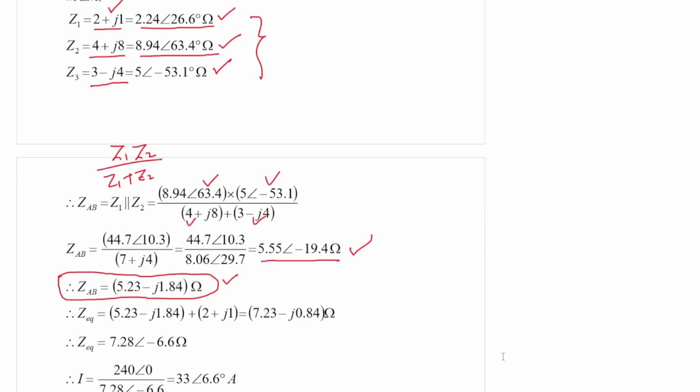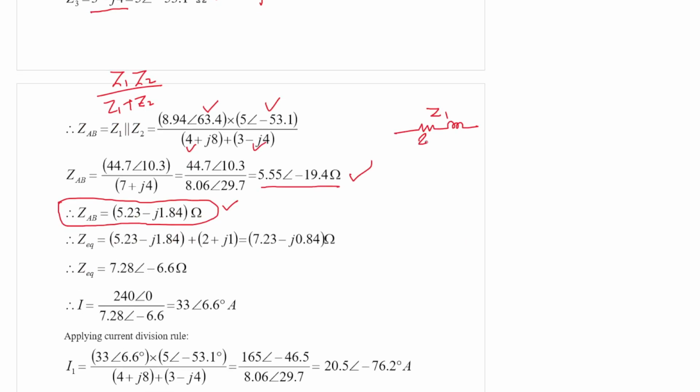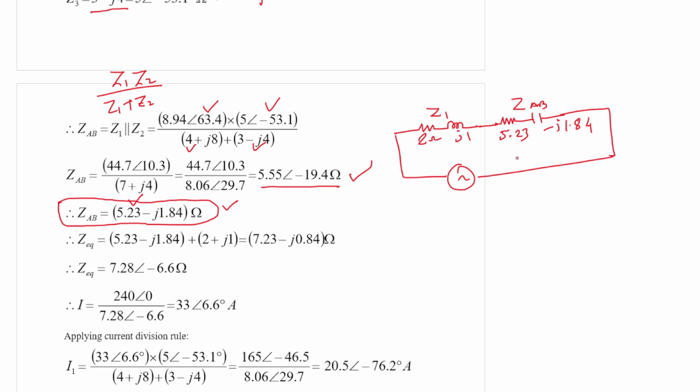So if it is like this, then the equivalent network is something like this. First of all Z1, which is equal to 2 plus J1. So this is 2 ohm and this is J1, and with this we have this ZAB, which is R and C. ZAB has a real part 5.23 and reactive part minus J 1.84. So effectively they are connected in series with the supply. So the Z equivalent is nothing but this ZAB plus Z1, that is series.